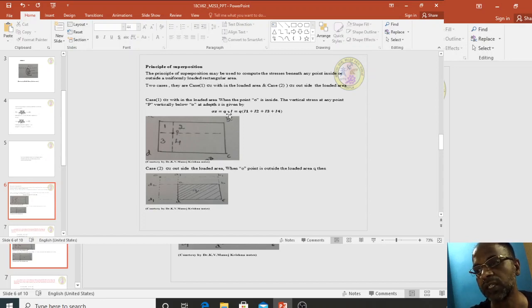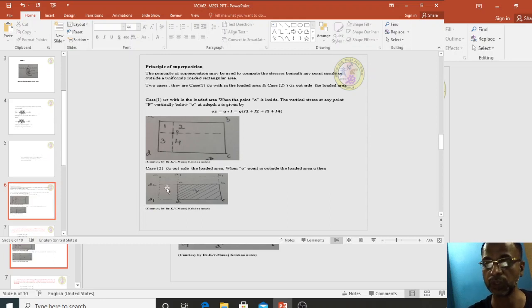Z is given by sigma z equal to Q into I. What you have to do is divide this into 4 parts. So Q into I1 due to this area stress, Q into I2 due to this area stress, Q into I3 due to this area stress, Q into I4 due to this area stress. Therefore sigma z is Q into I, which is equal to Q into I1 plus I2 plus I3 plus I4. So this is called the principle of superposition.